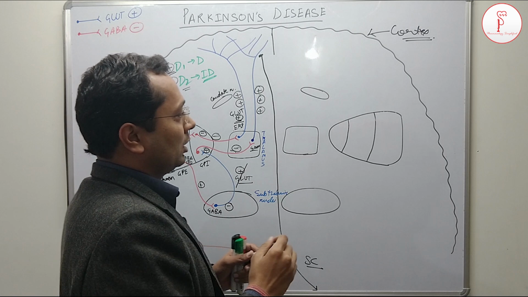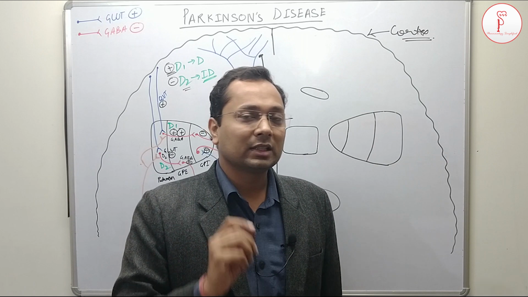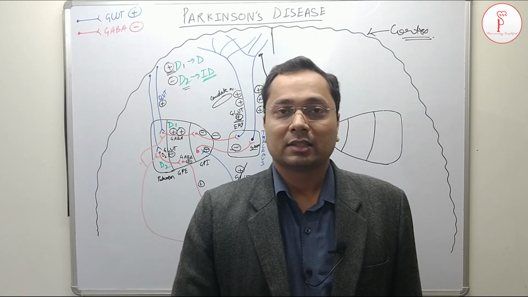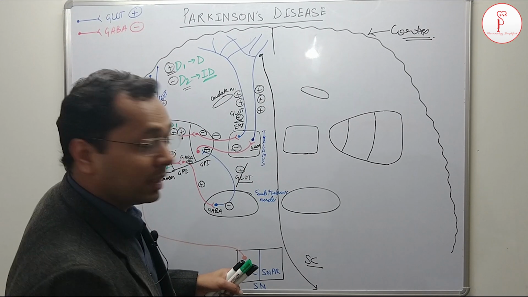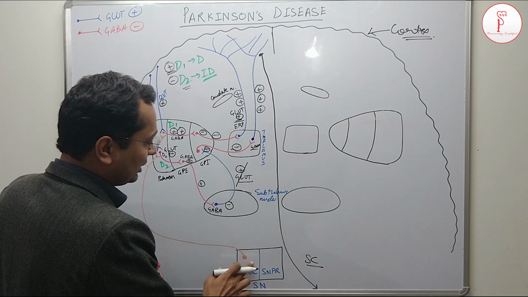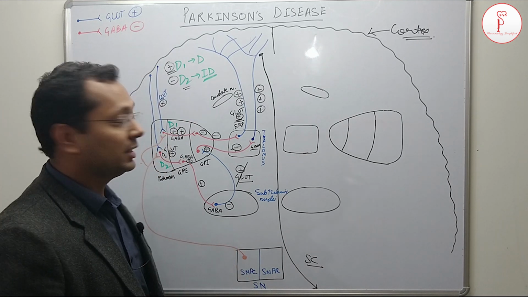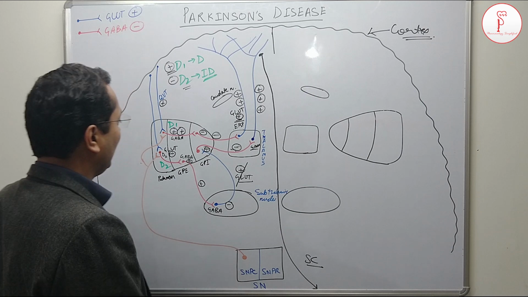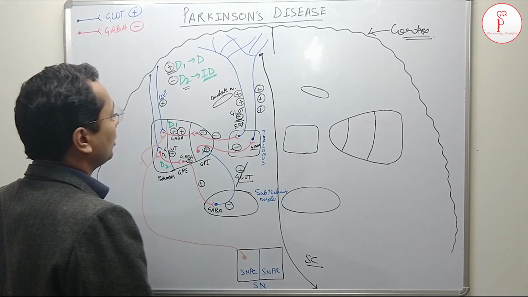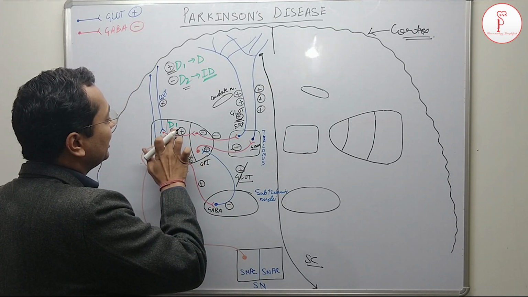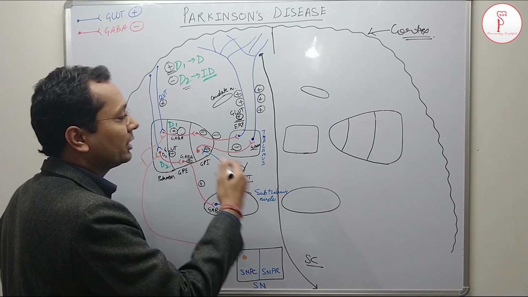Now, the actual chaos starts when, due to one or the other reason, there is destruction of dopaminergic neurons in the substantia nigra, right? When there is no or very little dopamine present in the substantia nigra, what happens? This dopamine is not available here to bind, and then this stimulation falls down, and the signals become very weak.